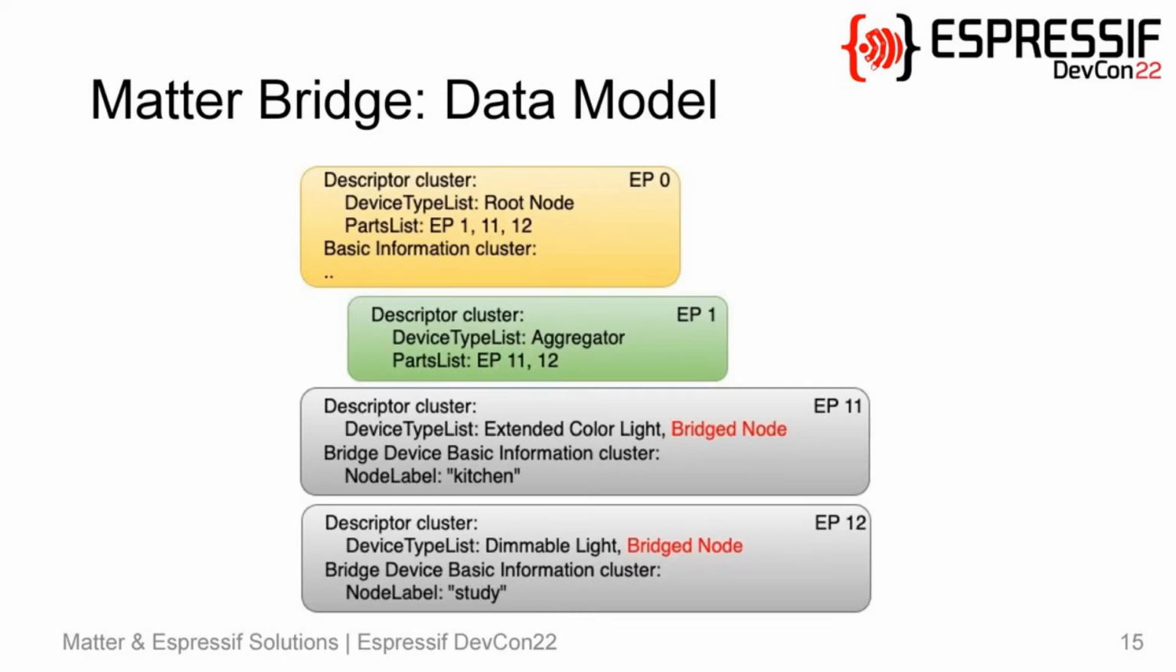Let's look at endpoint 11. It contains the descriptor cluster, and its descriptor cluster contains a device type list. In there, endpoint 11 is an extended color light and endpoint 12 is a dimmable light. So that's how a Matter Bridge exposes the non-Matter devices to Matter nodes. Along with the descriptor cluster, endpoint 11 and endpoint 12 additionally have the bridged device basic information cluster, which contains basic details like vendor ID, product ID, its software version, and some more details.